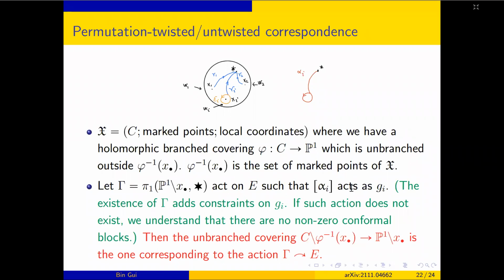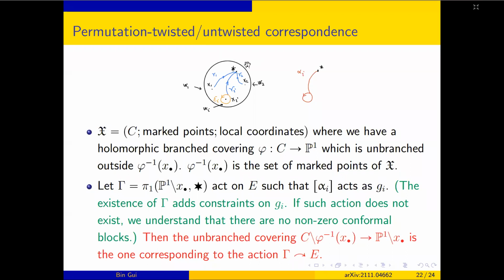And here is how to describe it. It is described by sending each alpha I. Recall that alpha I is an element of this fundamental group. I define the action of gamma on E by sending each alpha I to Gi. And this definition has some subtleties. So first of all, I have to assume that all these alpha I generate this fundamental group. In many common cases this is true, but in some weird cases this is not true.